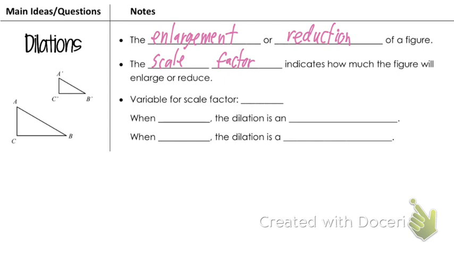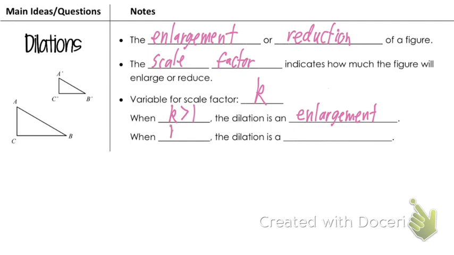Factor means what operation? Multiplying. Very good, Dominic. So the variable for the scale factor is going to be K. When K is greater than 1, the dilation is going to be an enlargement. So when you multiply by a number bigger than 1, it's going to make it bigger.